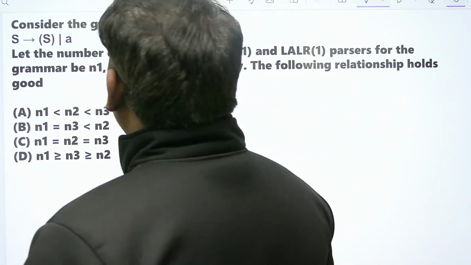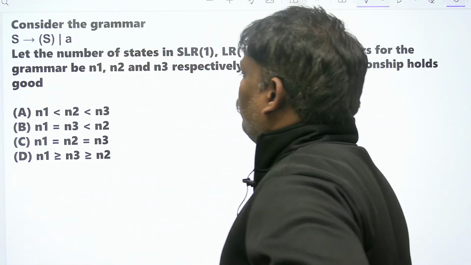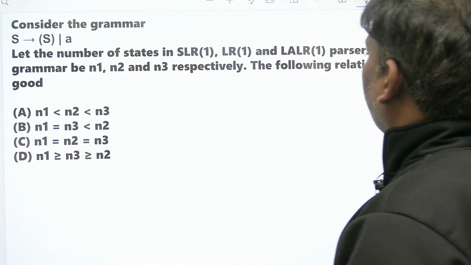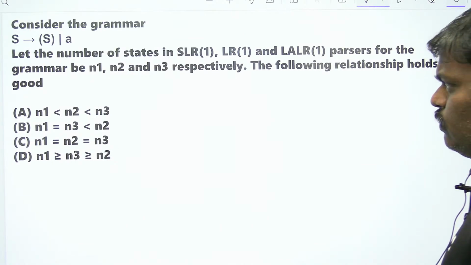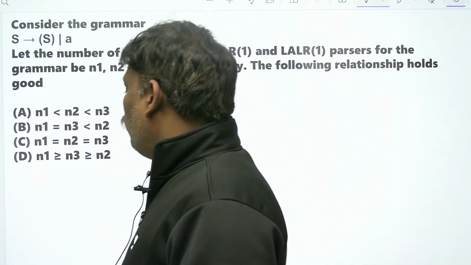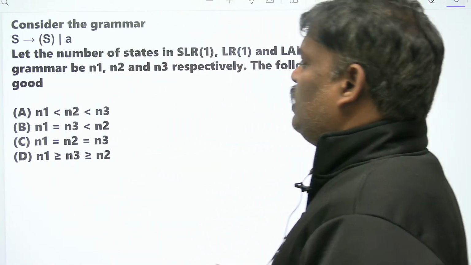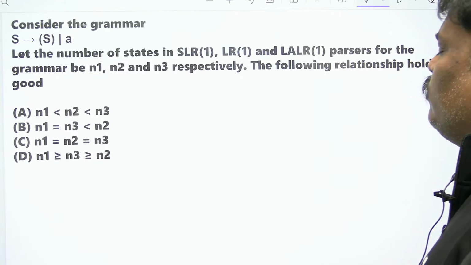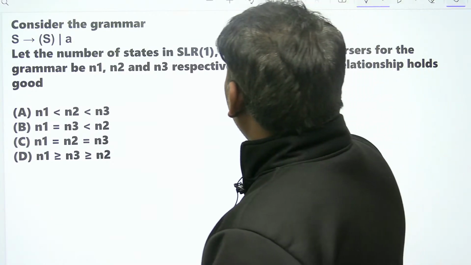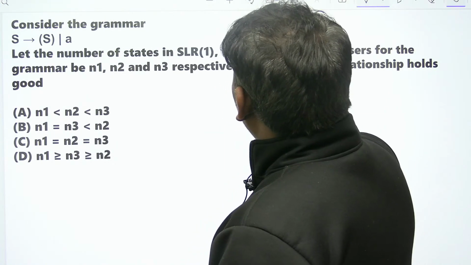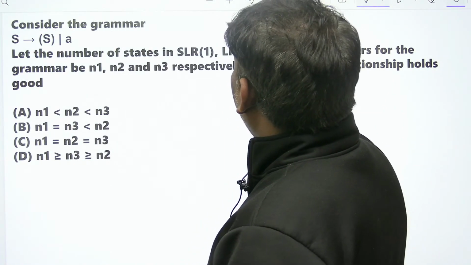That is, consider the grammar. One grammar is given. Let the number of states in SLR1, LR1, LALR1 parsers for the grammar be N1, N2, N3 respectively. The following relationship holds good. It is saying that for the given grammar, if you construct SLR1, LR1, which means CLR1, remember, LR1 means CLR1, both are the same.